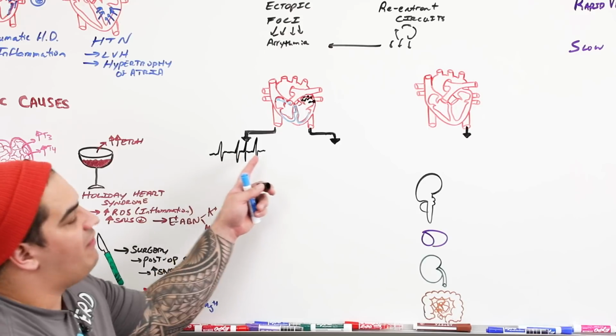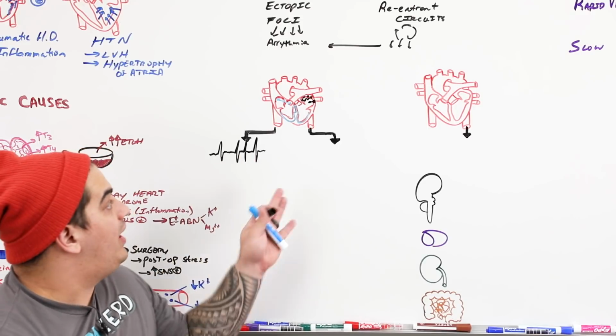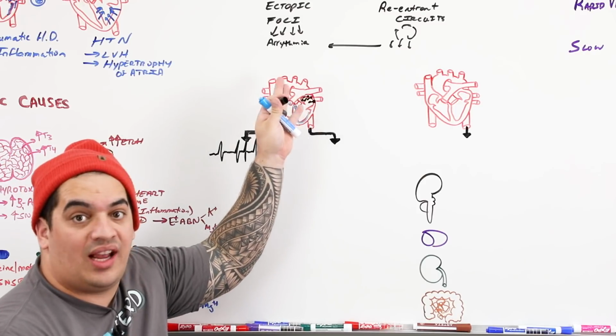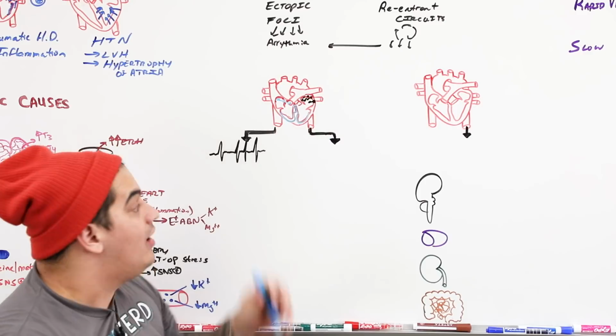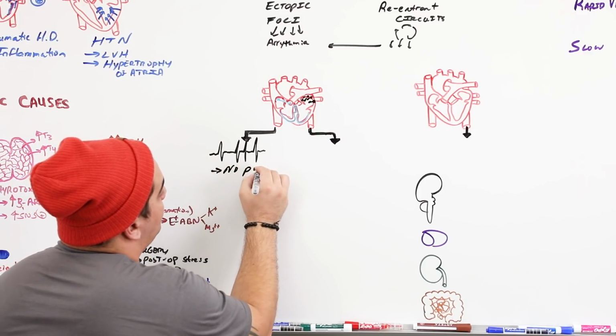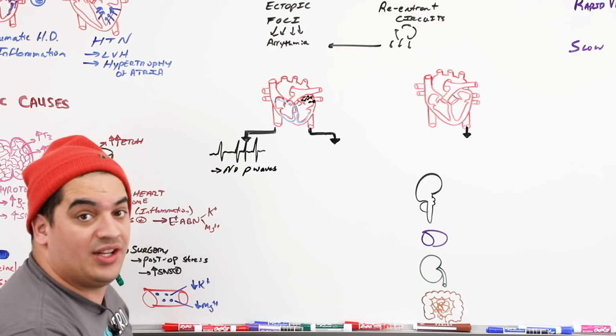You start getting this variation in the rhythm, but it's not coming from the SA node. It's coming from these other ectopic foci or re-entrant circuits in the atria. This causes there to be no visible P waves. So therefore, it's not a normal sinus rhythm.